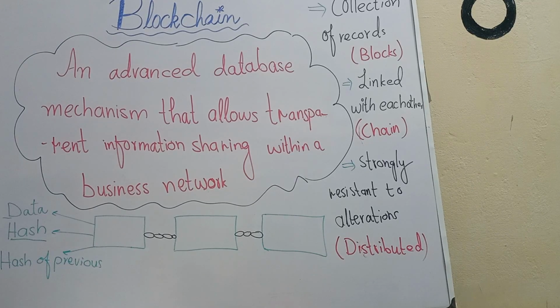So the block consists of data, that means the transactions or the information, then hash, that is the unique code, and the important factor, the hash of previous. It also contains the hash of the previous block. So friends, by these factors, the block is made very secure. That means the information or data once written on the block cannot be changed.